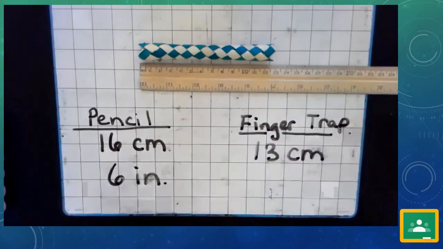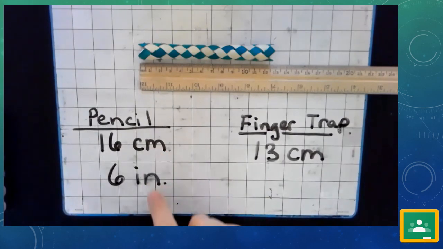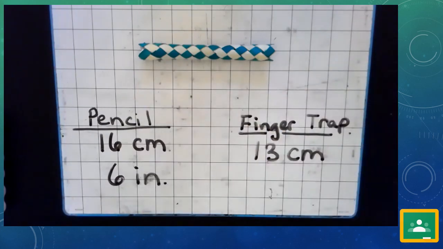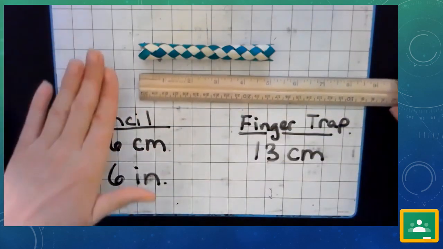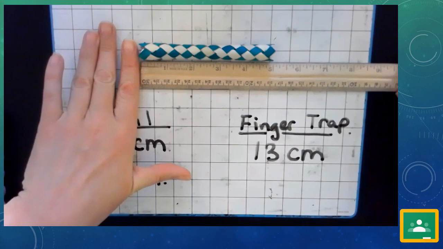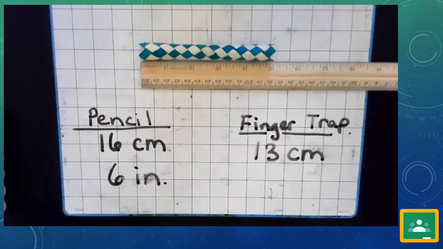Now, using your critical thinking and some of this knowledge that you just gained about the differences between centimeters and inches, when I measure this finger trap in inches, will the amount of inches that I need be more or less than 13? Think about that for a moment while I flip my tool, and we'll see if you're right. So, lining up to 0, I'm going to use my finger to try to help me get to 0 as close as possible. Okay, feeling like that's looking pretty good.